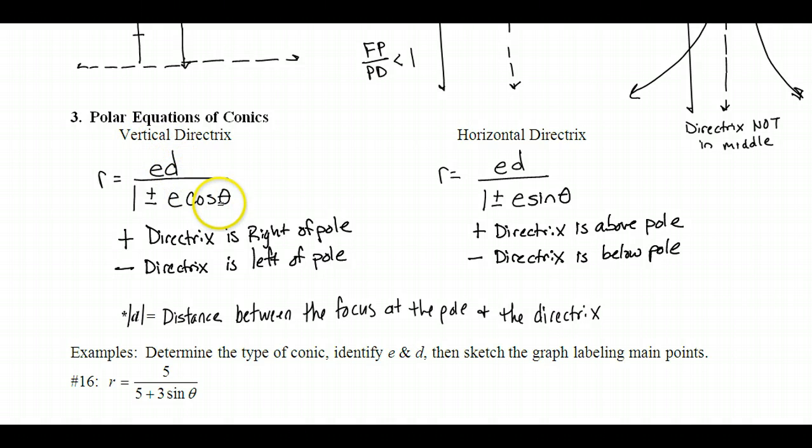And here's how you can remember vertical. If you remember the definition of cosine, cosine is x over r. So cosine is x. X is a vertical line. So that's why that one works out. And then sine, the definition is y over r. Well, y is a horizontal line. So you know that's kind of the relationship and why one uses cosine and one uses sine.